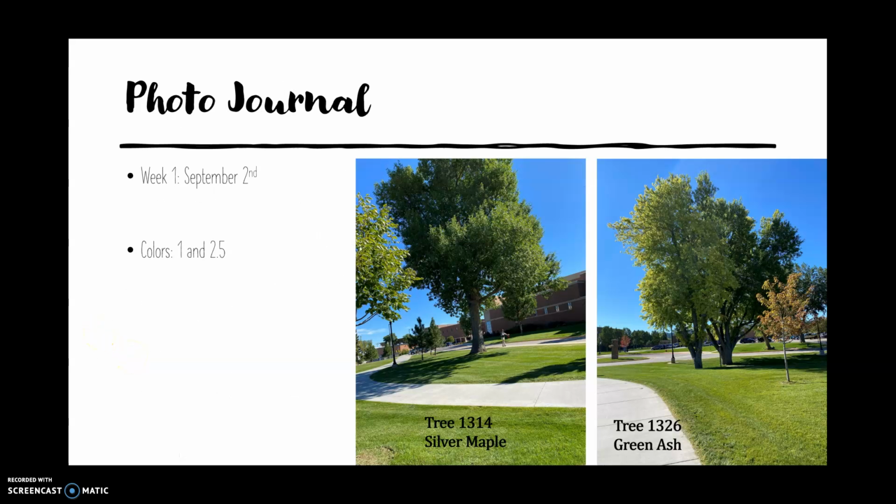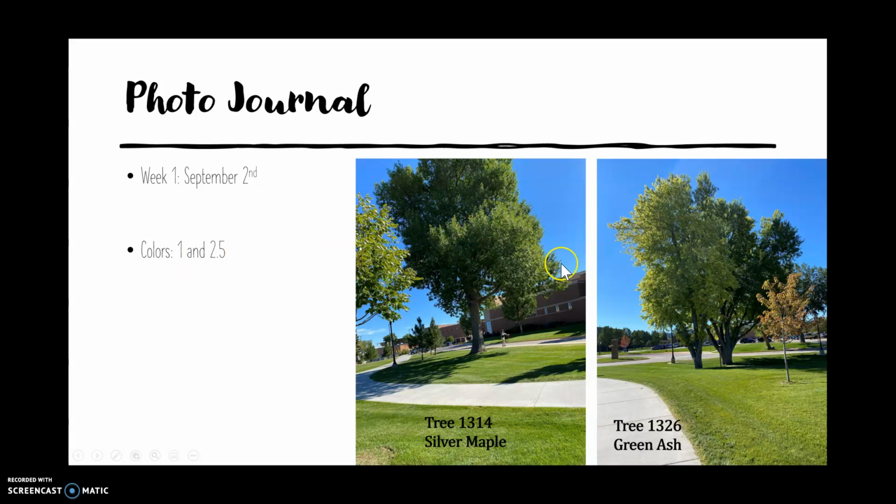The one on the left is tree 1314 and it is a silver maple, and the tree on the right is tree 1326 and it is a green ash. So as you can see, the green ash tree is a little bit lighter. It is this one, not any of these two, it is this tree right here. And it has a little bit of a lighter green shade to it. So my hypothesis was that that tree was going to have its leaves fall off first since they're already so much lighter.